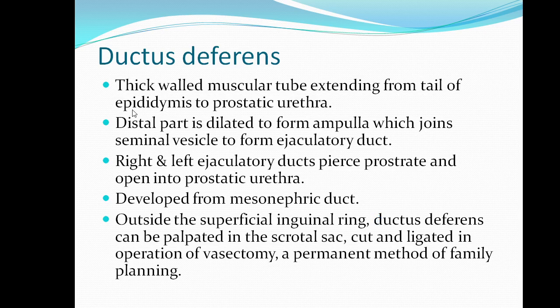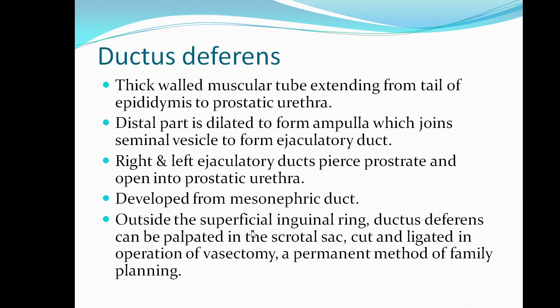Ductus deferens. Ductus deferens is a thick-walled muscular tube extending from tail of the epididymis to prostatic urethra. Distal part of the ductus deferens is dilated to form ampulla, which joins the seminal vesicle to form the ejaculatory duct. The right and the left ejaculatory ducts pierce prostate and open into the prostatic urethra. This ductus deferens is developed from the mesonephric duct.